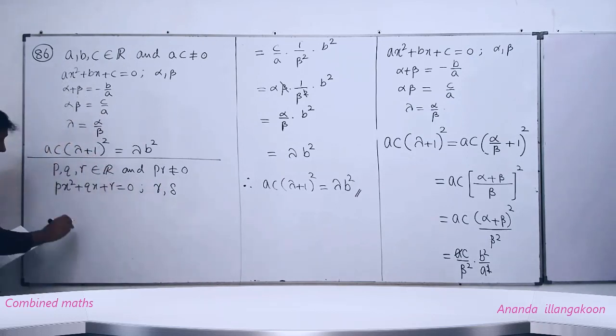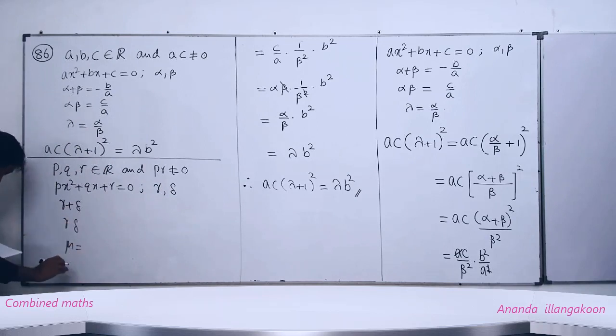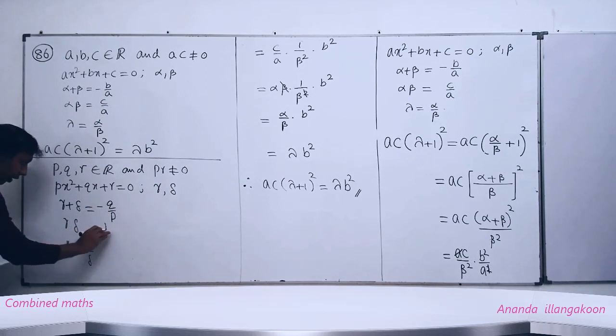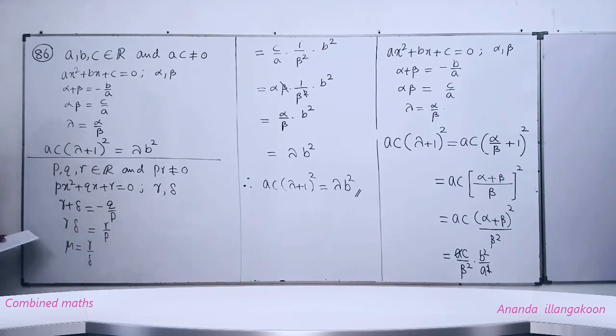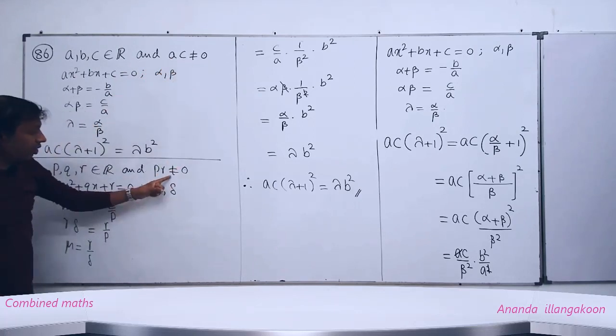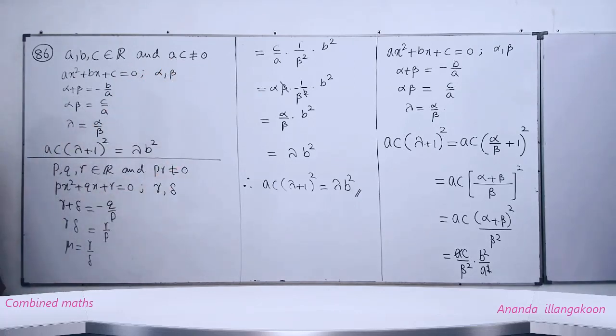All right, now we can write gamma plus delta, and mu is given as gamma upon delta. Then gamma plus delta you can write how? Minus q divided by p. The gamma delta product you can write as r divided by p. See here: instead of a, b, c, we are given p, q, r. And the product ac not equal to 0, the product pr not equal to 0. And instead of this lambda, here we have mu, gamma upon delta.